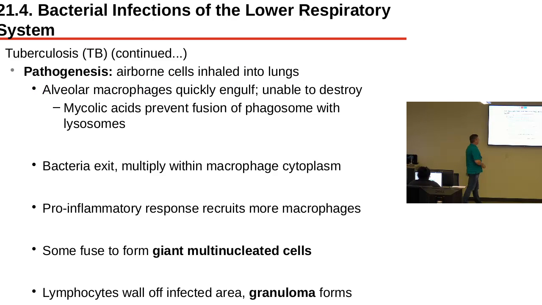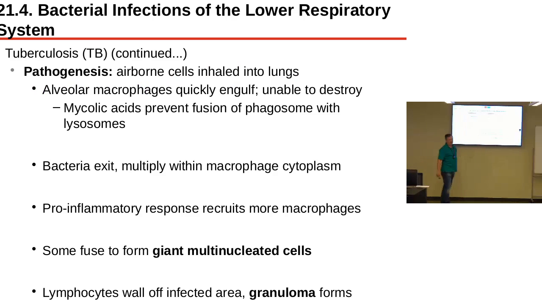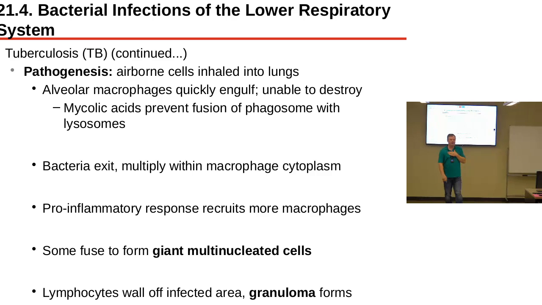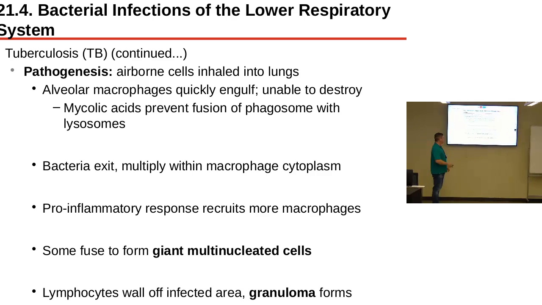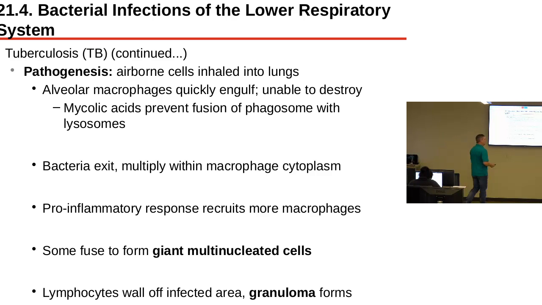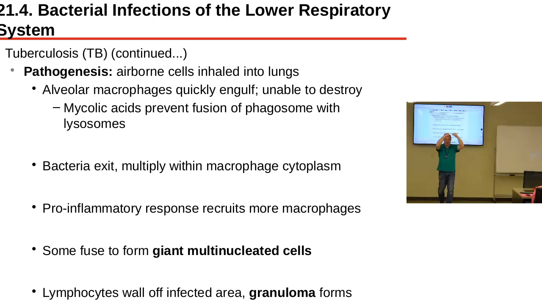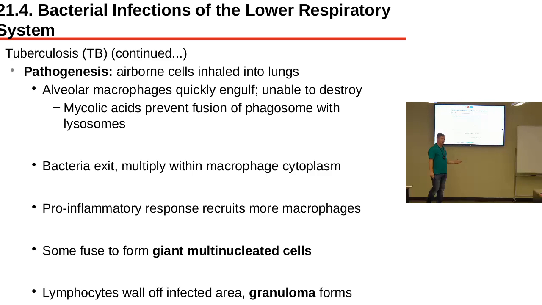So airborne cells, yet again, are inhaled into the lungs. It gets into alveolar macrophages. Remember, we have macrophages that are residents to different parts of the body. Well, in this case, in the lungs, we have the alveolar macrophages. The alveolar macrophages quickly engulf it, just like we've seen before, but they're unable to destroy it. The mycolic acid of the bacteria prevents the fusion of the phagosome and lysosome that needs to happen inside the macrophage in order for it to ultimately destroy the bacteria. That mycolic acid prevents that fusion from happening.